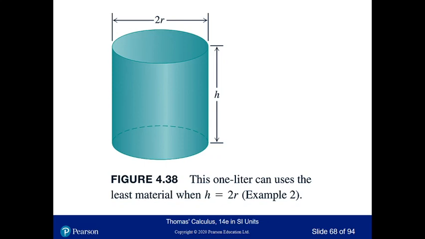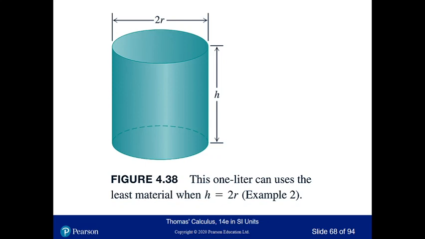So you've been asked to design a 1-liter can shaped like a right circular cylinder. So this is the 1-liter can that is designed. Okay, what dimensions will use the least material?